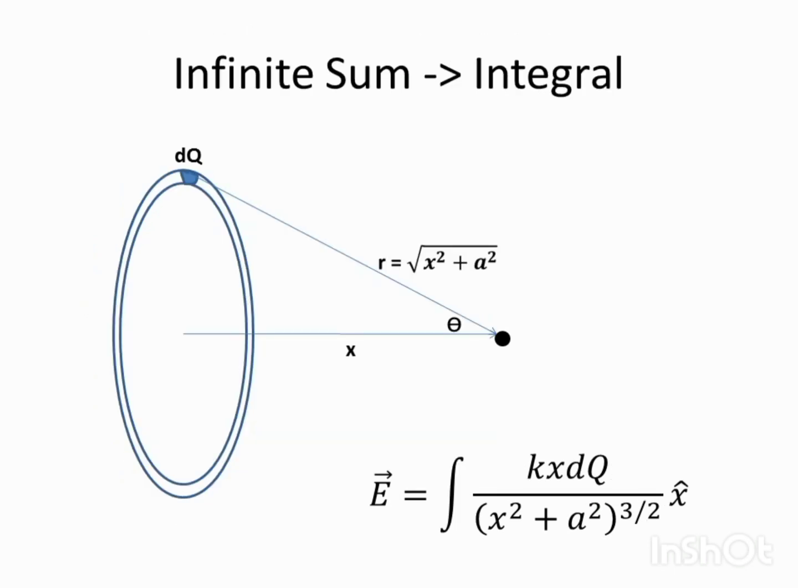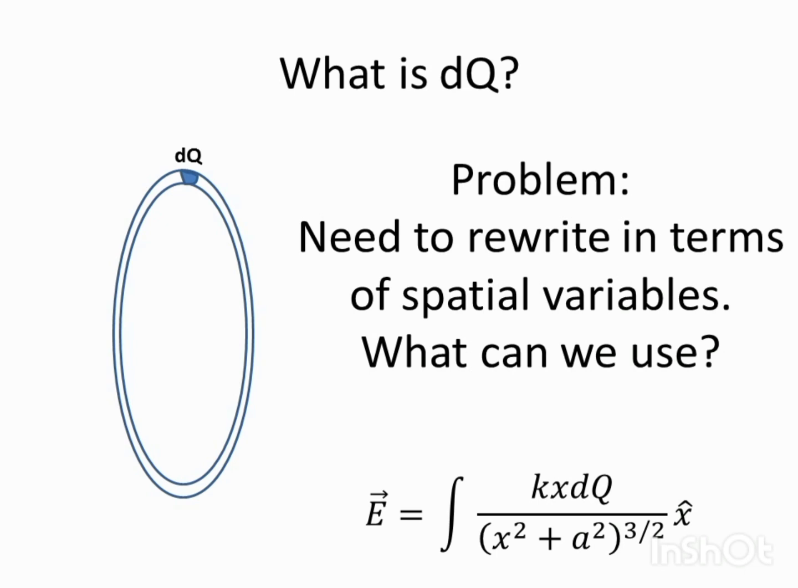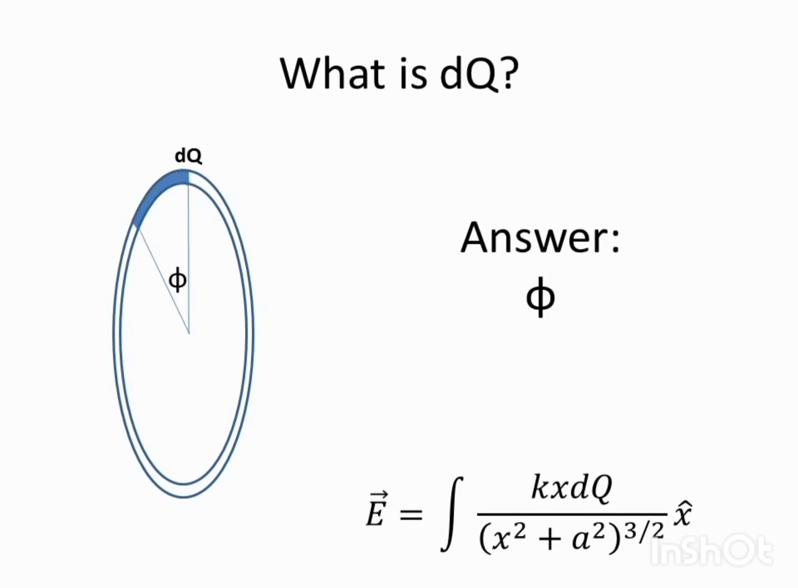You can look at the integral that we will use to determine the electric field as just an infinite sum of all x components of the electric field generated by infinitesimally small quantities of charge that we will call dq. But we have an integrand that is dependent on dq. How do we define the boundaries of integration? We need to rewrite it in terms of spherical variables we can integrate over. In order to do that, we ask ourselves over what dimension can we integrate dq to obtain the total charge Q from the ring? The answer is phi.